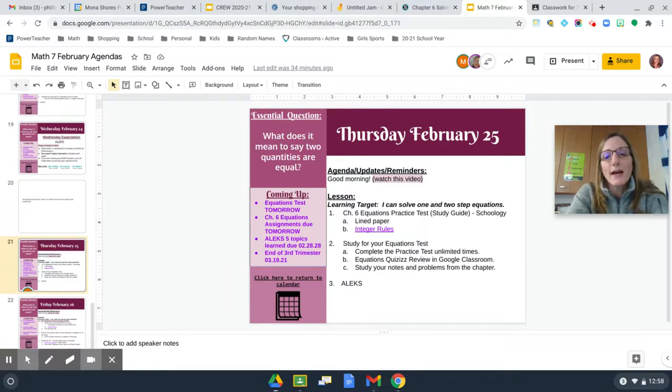Then if you notice on the agenda, number 2 says study for your equations test. So once I go through some problems with you on the practice test and then you complete the practice test, then start studying for your test for Friday, right? Use your time in class today to make sure that you feel good about taking that test. I have on here, complete the practice test unlimited times.